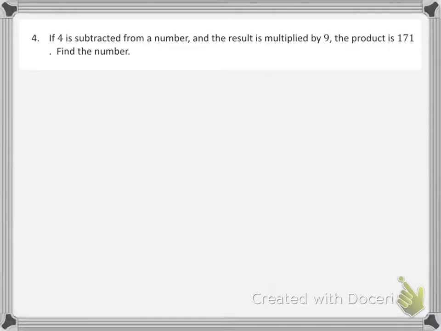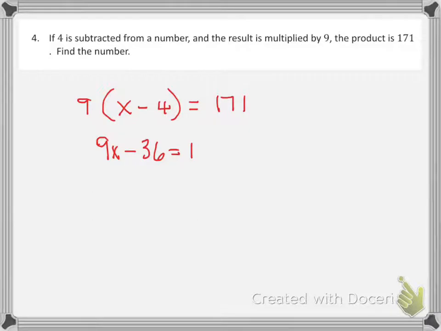Number 4. If 4 is subtracted from a number, okay, the number is x, take 4 away from that, and that result is multiplied by 9, the product, that answer to the multiplication problem, equals 171. All right, that's my equation, and then we just have to solve for x. So 9 times x is 9x. 9 times the negative 4 is a negative 36 equals 171.